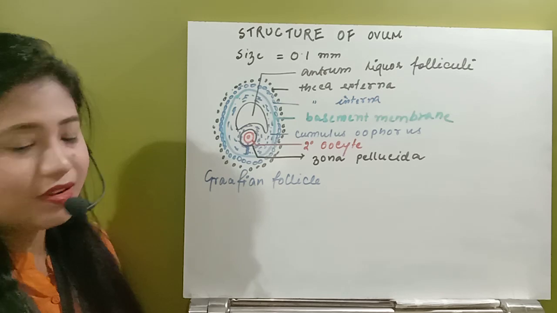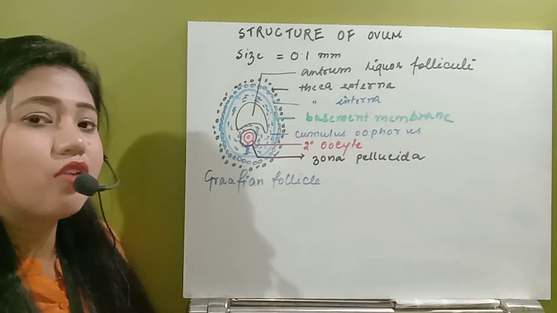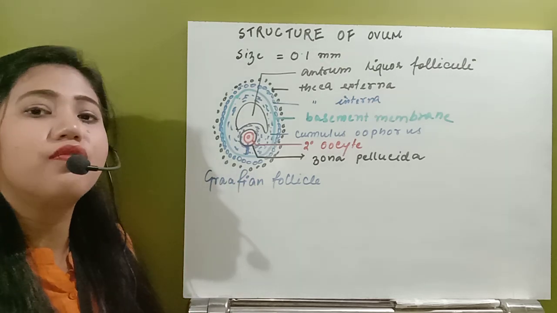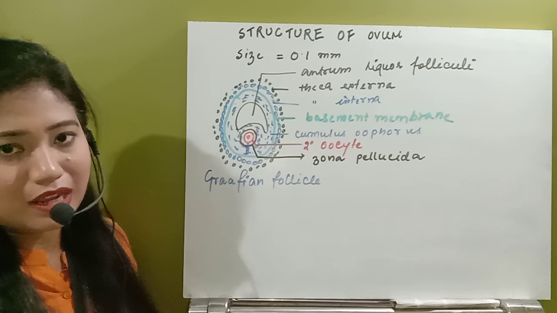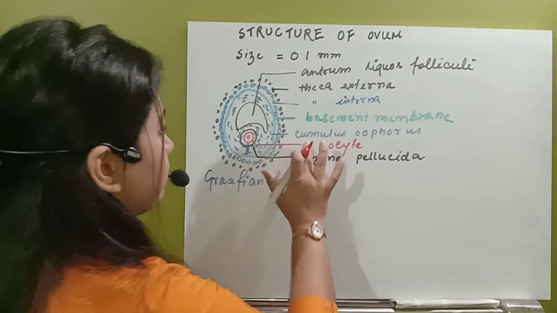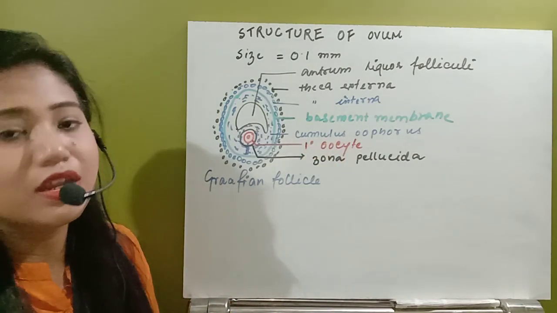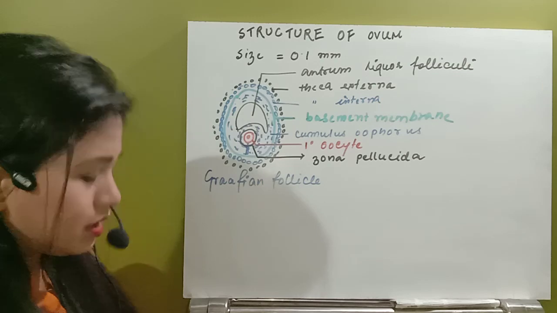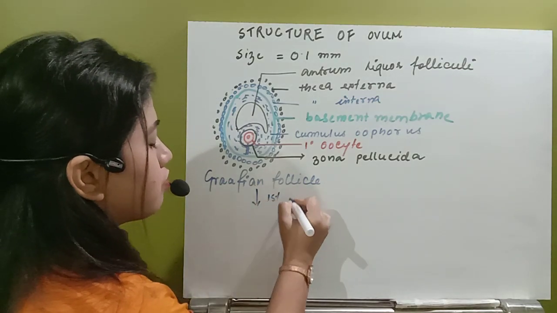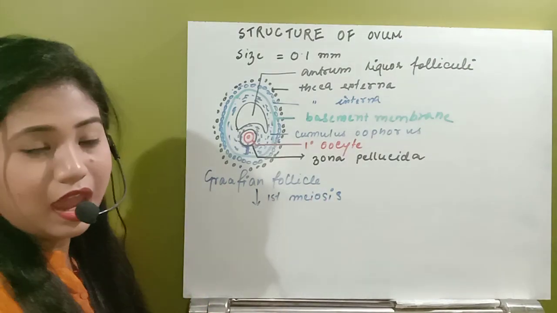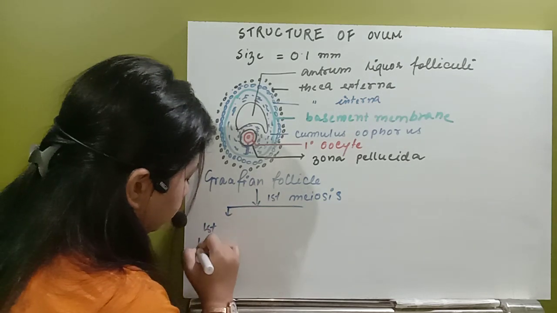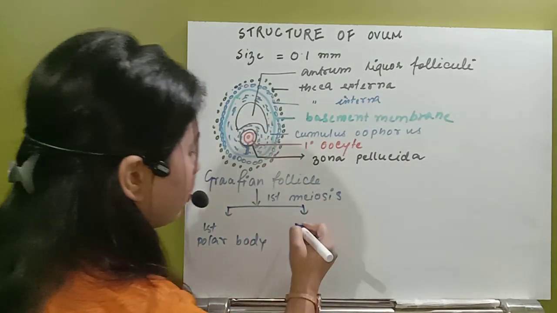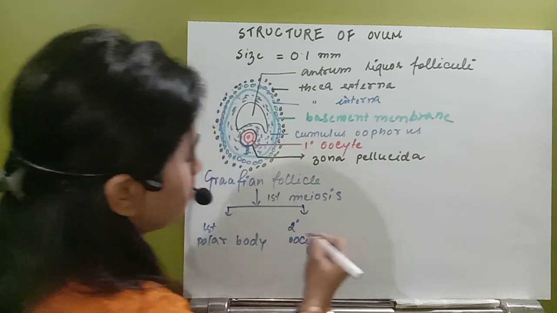So what happens is that this Graafian follicle undergoes ovulation, and during this ovulation, this cell undergoes the first meiosis, and after that it is going to form two cells. One is the first polar body, and the other is the primary oocyte itself. So first of all the primary oocyte undergoes first meiosis, and then it will form the secondary oocyte. Only after first meiosis it forms two cells. One is the first polar body, and another is the secondary oocyte. Till now it is not a secondary oocyte, so the secondary oocyte will be formed after ovulation.